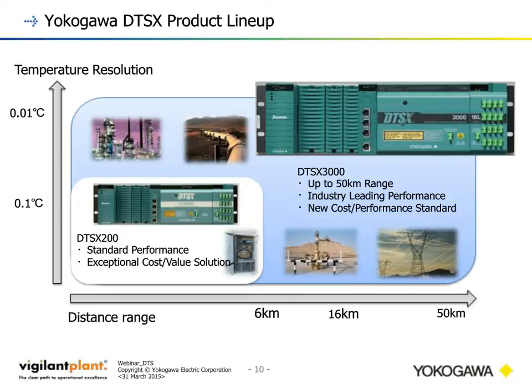The 3000 series platforms offer a much broader range of solutions. They start at a range of 10 kilometers, and then we step from 10 to 16 to 30, and then 50 kilometers in total. But with a much higher temperature resolution capability. So we would look at the 3000 series systems for process monitoring applications where very high temperature resolution was required, or where the scale of what we're trying to cover, pipelines, electric utility monitoring, etc., requires much longer distance range.